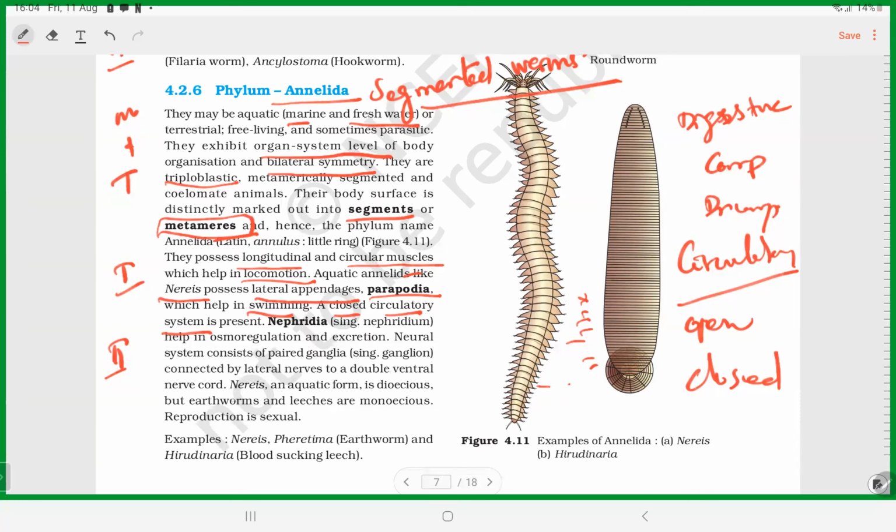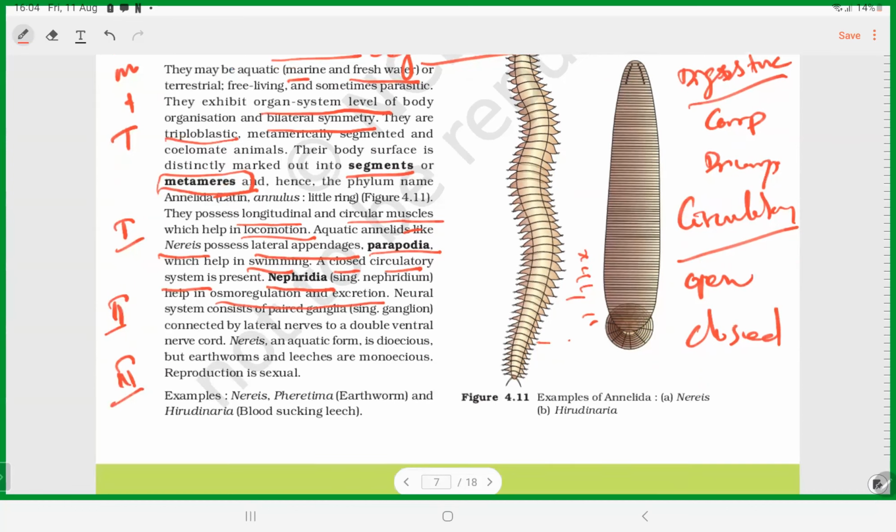The closed circulatory system, and third one, nephridia. Singular is nephridium. That is helpful in osmoregulation and excretion. So that's the third system they are talking about, which is called what? Excretory system, digestive system, circulatory system. So what is the excretory unit they have? Nephridia. See, you just compare the different excretory units.